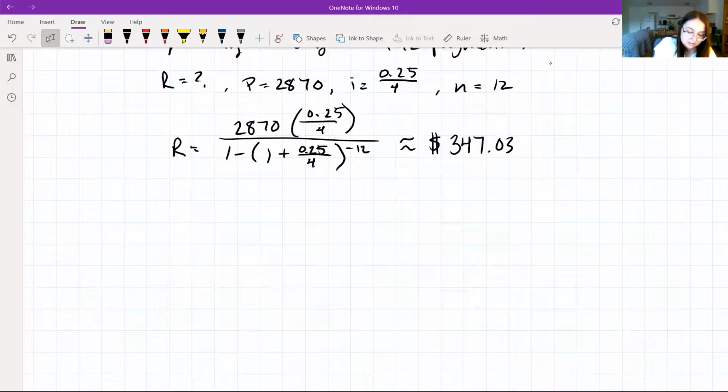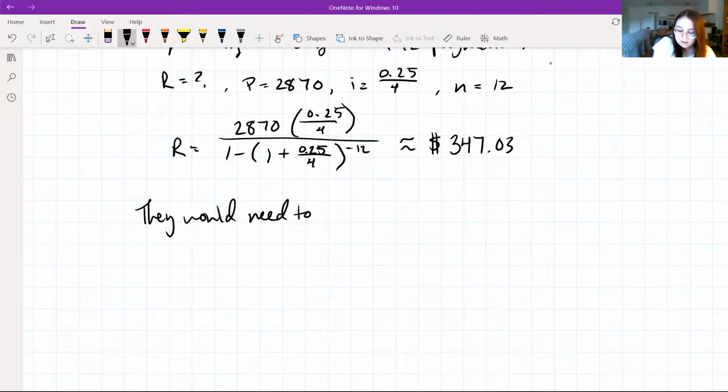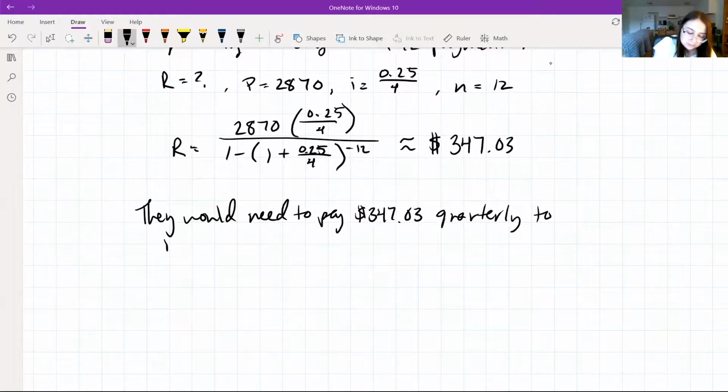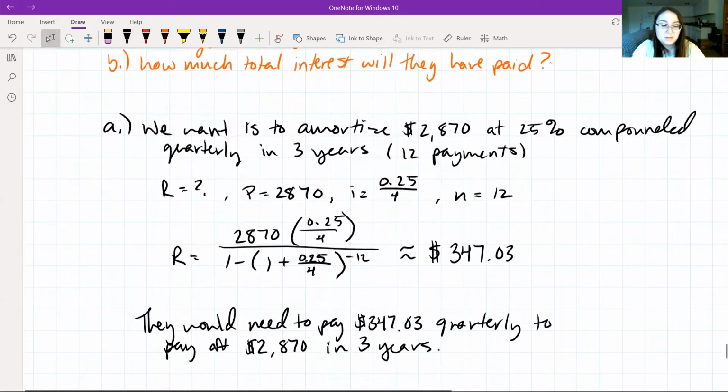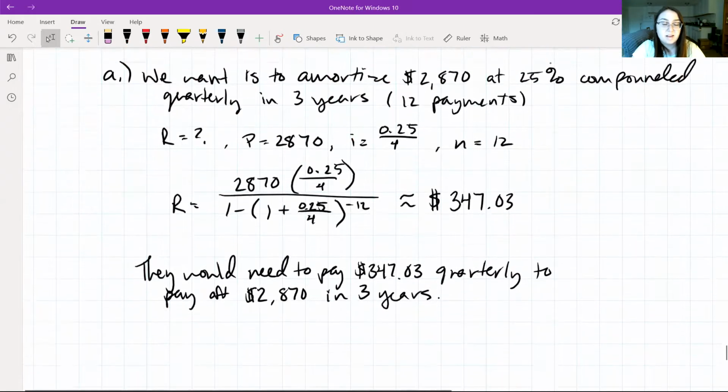So we would say that they would need to pay $347.03 quarterly to pay off $2,870 in 3 years. All right, so now we found what our payments need to be. But for part B, we want to know how much total interest they will have paid.